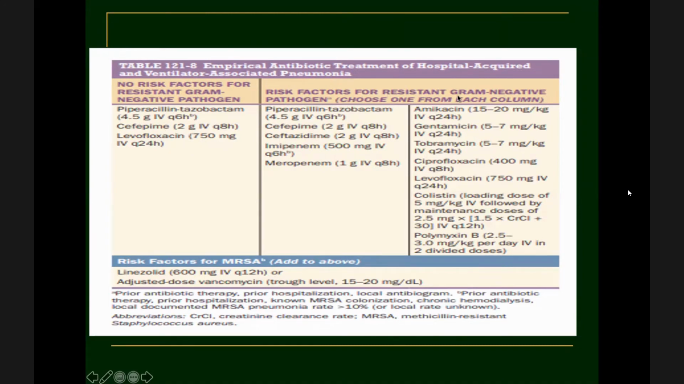If the patient has risk factors for resistant gram-negative pathogens, choose one from each column. Okay, so from each column you can use: piperacillin-tazobactam, cefepime, ceftazidime, imipenem or meropenem, plus either amikacin, gentamicin, tobramycin, or ciprofloxacin or levofloxacin. Or if the patient is not improving, then you can think about colistin. Colistin loading dose of 5 milligram IV followed by a maintenance dose of 2.5, and you have to monitor the creatinine clearance on this, or you can use polymyxin.